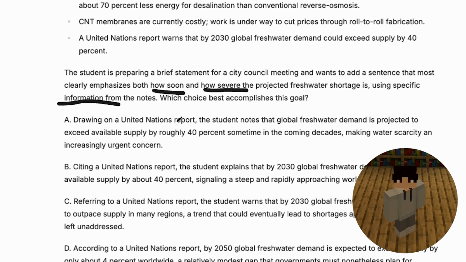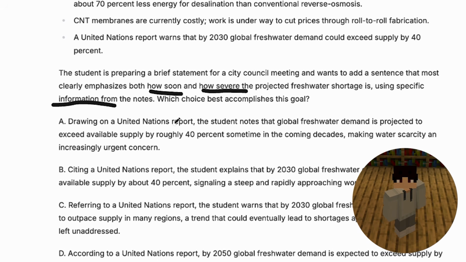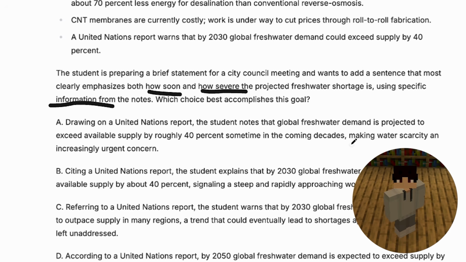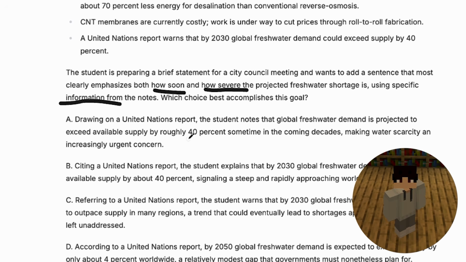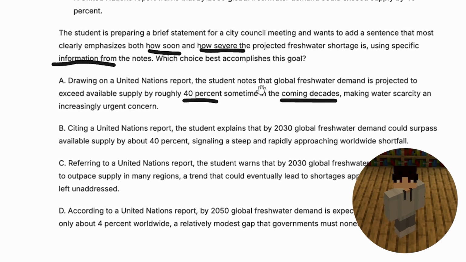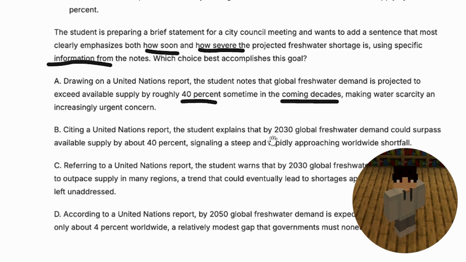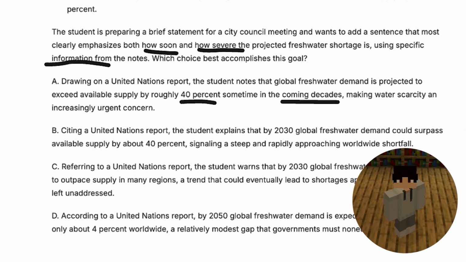Using a United Nations report, the student notes that global freshwater demand is projected to exceed available supply by roughly 40% sometime in the coming decades, making water scarcity an increasingly urgent concern. Okay, so 40%, that's the amount. Coming decades, that's the time. So that's pretty good. Citing a United Nations report, the student explains that by 2030 global freshwater demand could surpass available supply by about 40%, signaling a steep and rapidly approaching worldwide shortfall.